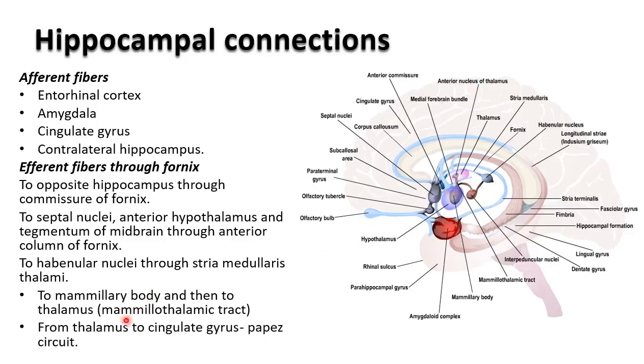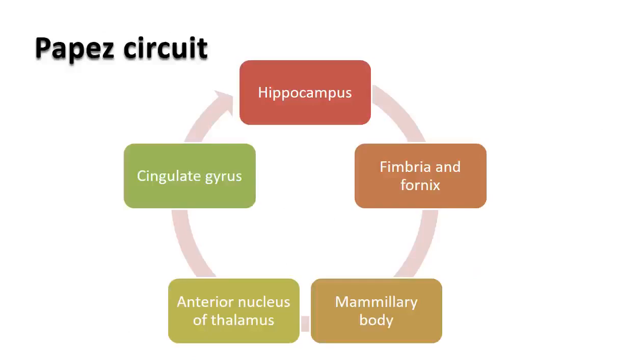Okay, so from thalamus to cingulate gyrus, and that is actually called the Papez circuit. So the Papez circuit, again, is mainly concerned with recent memory. So from the hippocampus via the fimbria and fornix, mammillary body, then anterior nucleus of thalamus. Okay, that is for the mammillothalamic tract. From the anterior nucleus of thalamus, it projects to the cingulate gyrus, and the cingulate gyrus again projects to the hippocampus. This is actually called the Papez circuit.